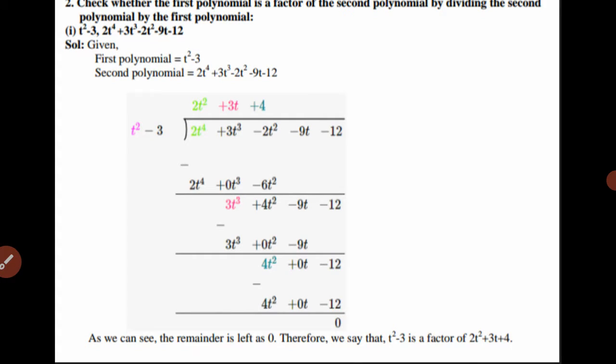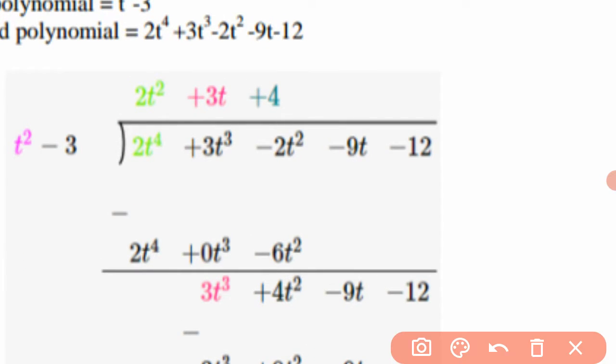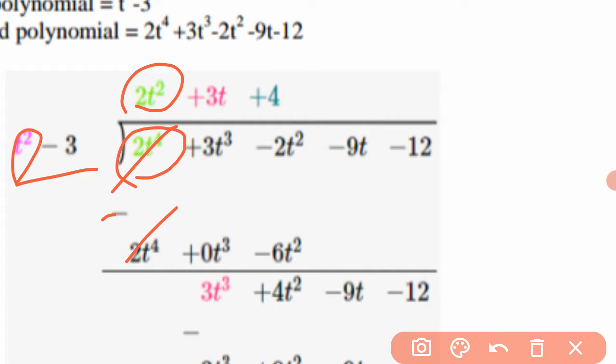That means here 2t power 4 plus 3t cube minus 2t square minus 9t minus 12. This will be divided by t square minus 3. Now by dividing, first this t power 4 will be divided by t square. So 2t square will be there. Now 2t square will be written here. So by putting a minus sign it will be cancelled.